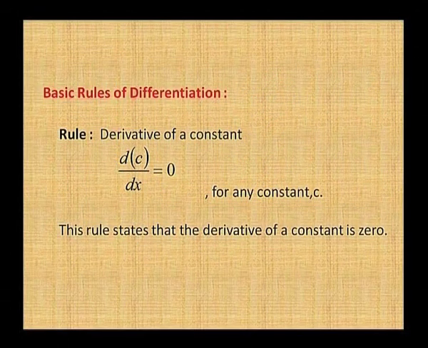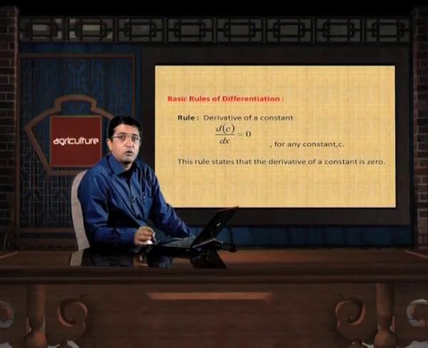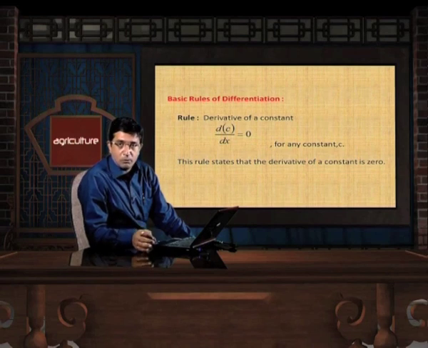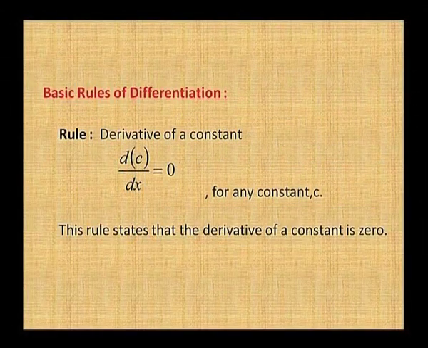Now we discuss the basic rules of differentiation: for a constant term, for a coefficient, for a product of two functions, and for a quotient. First we discuss the rule for the derivative of a constant. If we differentiate a constant with respect to x, the output is 0. This rule states that the derivative of a constant is always 0.